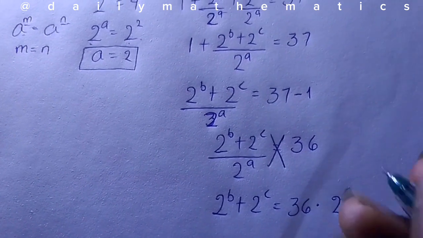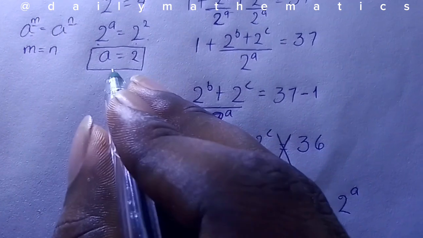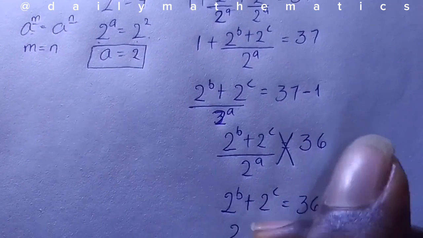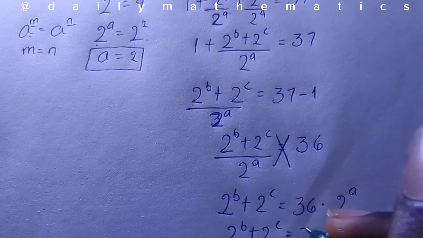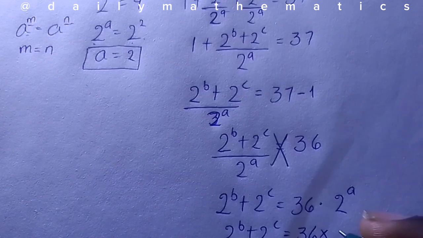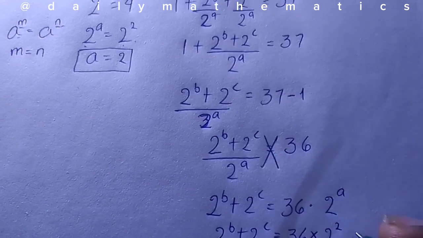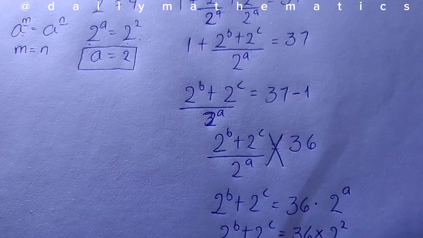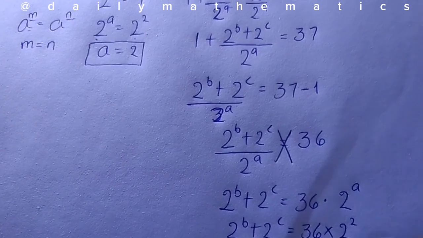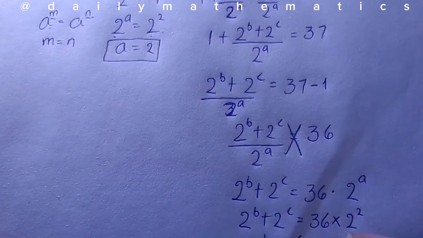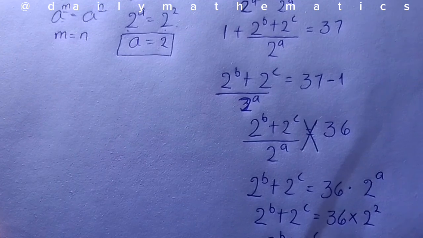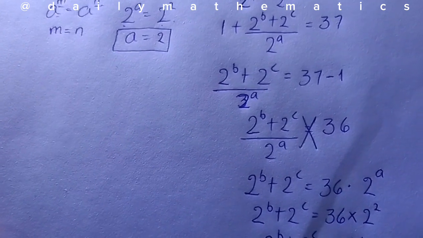36 times 2 raised to the power of a, and we have found a to be 2 here. So we have 2 raised to the power of b plus 2 raised to the power of c equals 36 times 2 raised to the power of 2, which is 4, right? So we have 36 times 4. 36 times 4 gives us 144. So we have 2 raised to the power of b plus 2 raised to the power of c equals 144, right? So from here, what can we do?